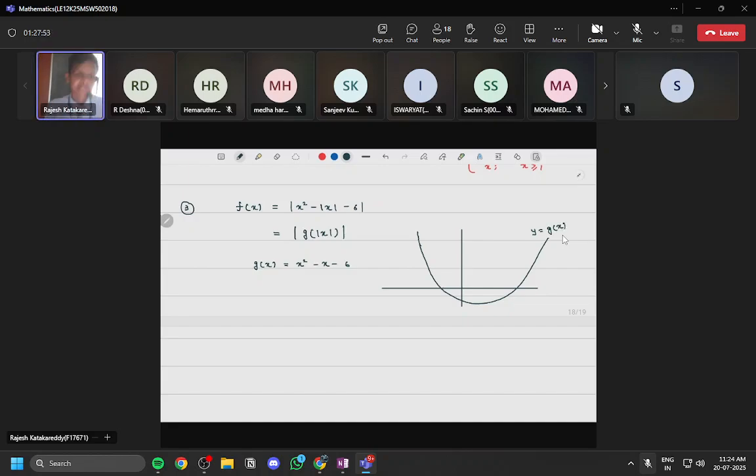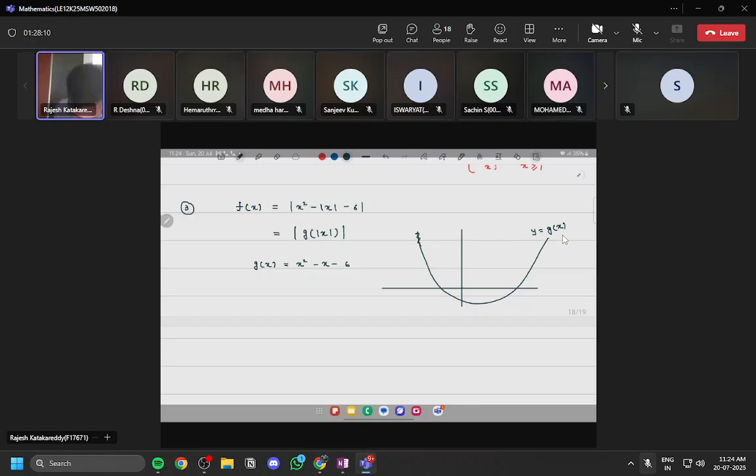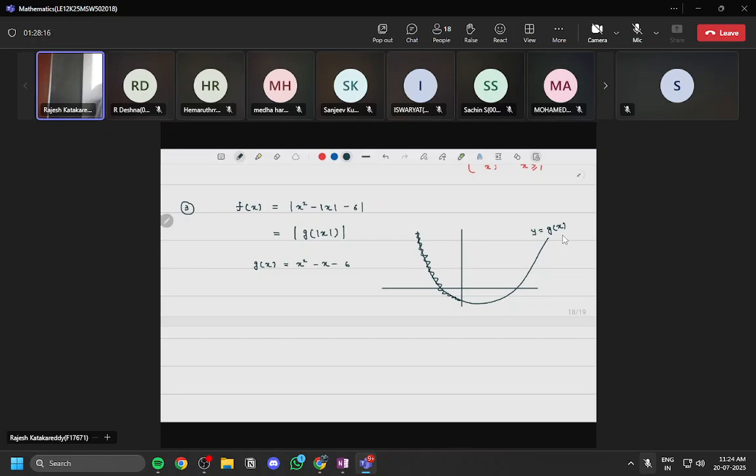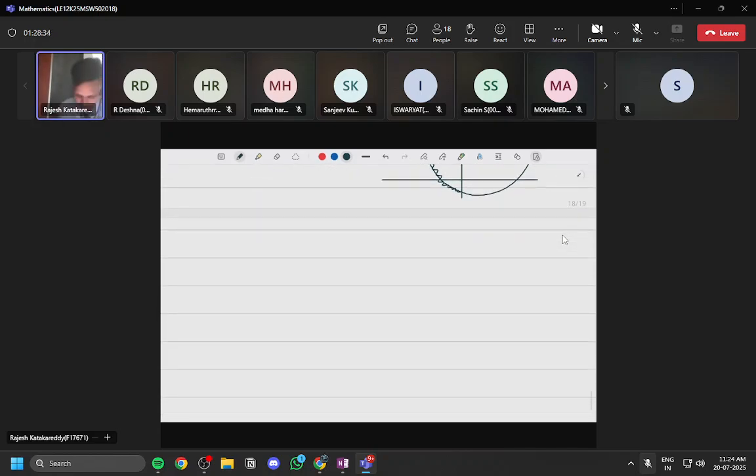Now from g of x to g of modulus of x, we need to identify what lies on the left side of the y-axis. So erase this left side part, take the mirror image of the right side part. That means I need to remove this portion and flip this one 180 degrees about the y-axis. Do you understand? I have drawn g of x first. For g of modulus of x, I erase this, then flip this one, take the image.